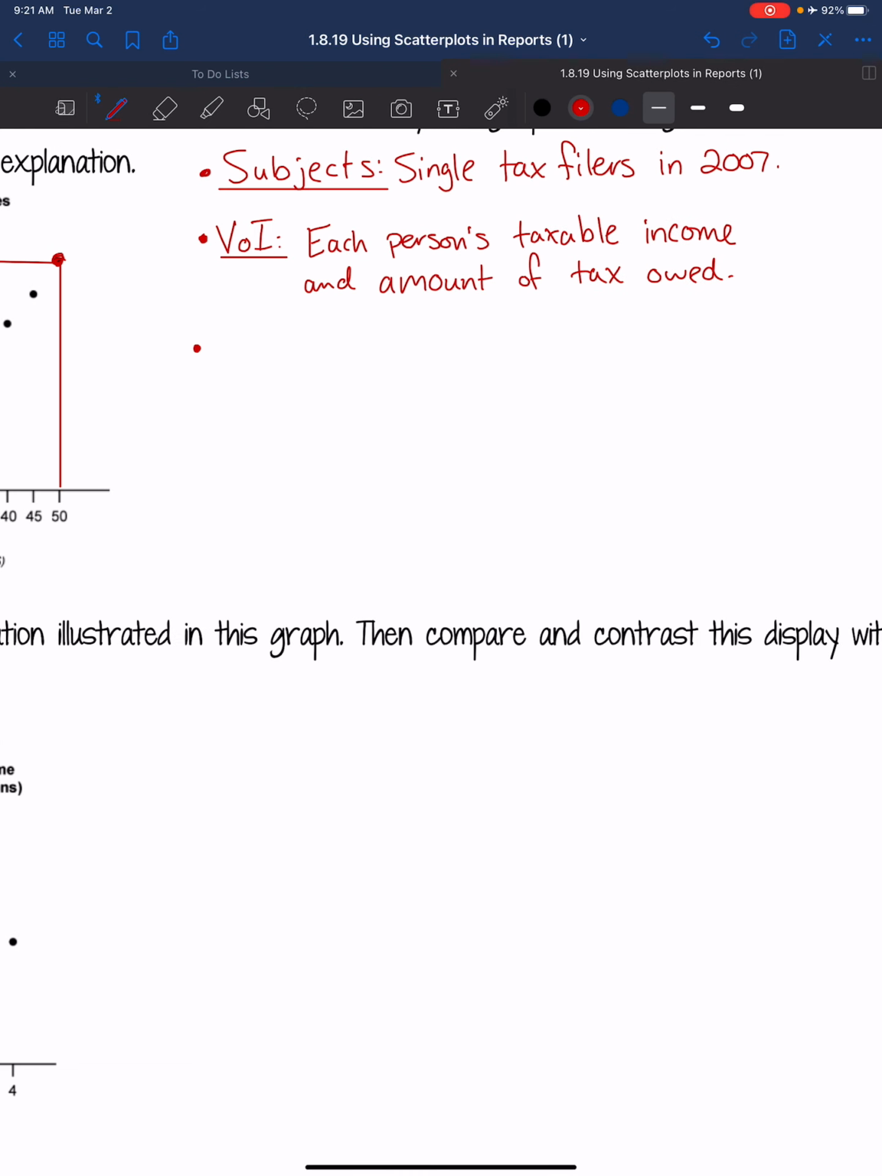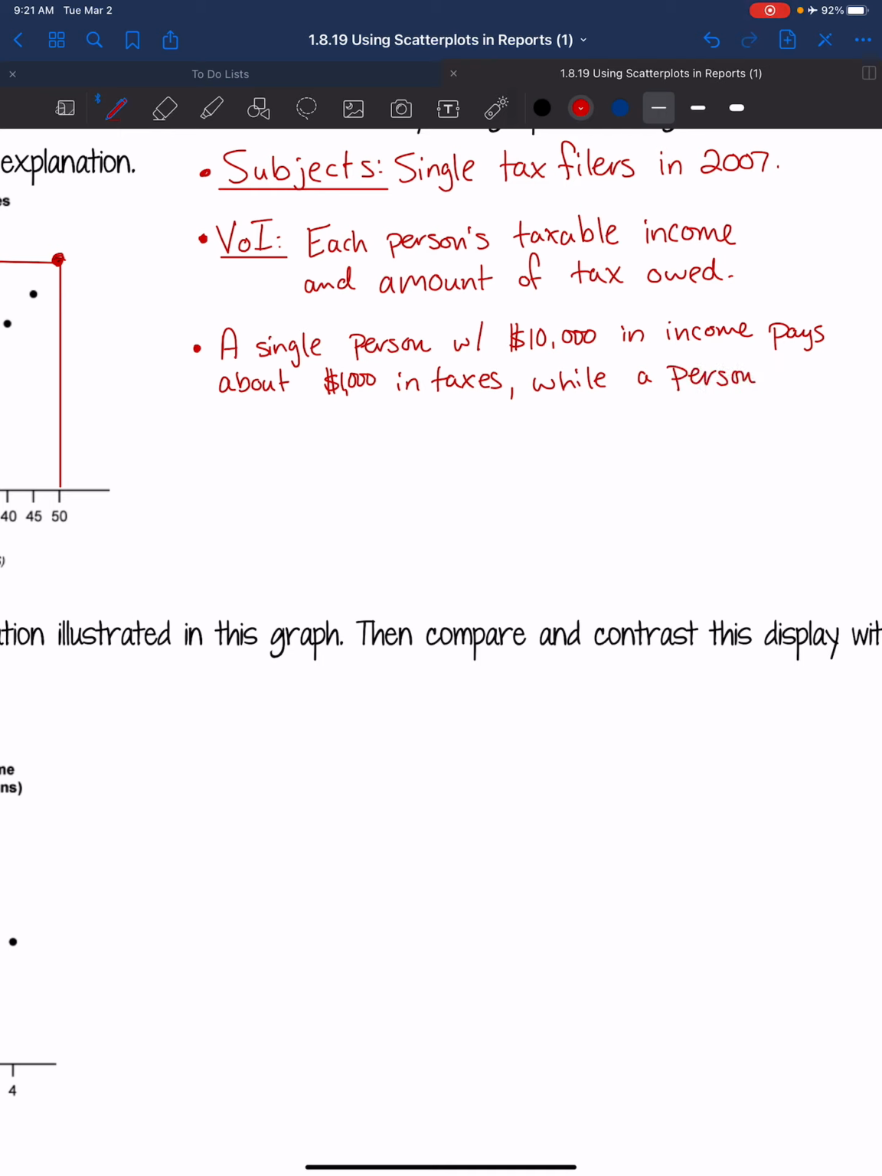So I'm going to write that right here. So a single person with $10,000 in income pays about $1,000 in taxes, while a person with $50,000 in income pays about $9,000 in taxes.